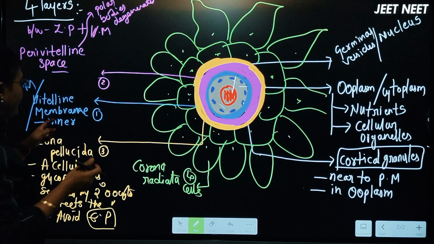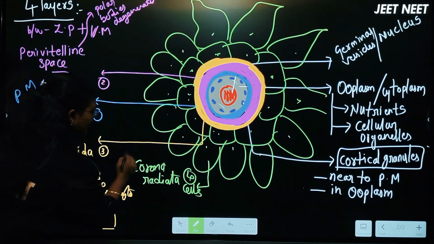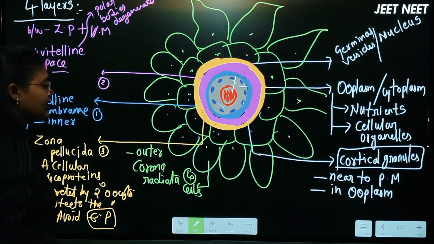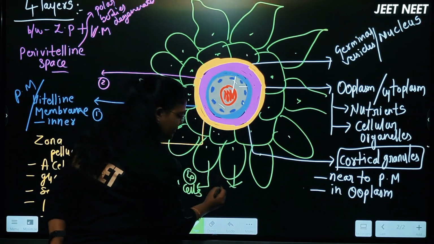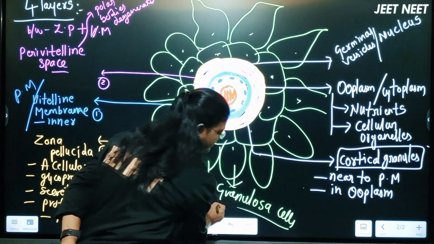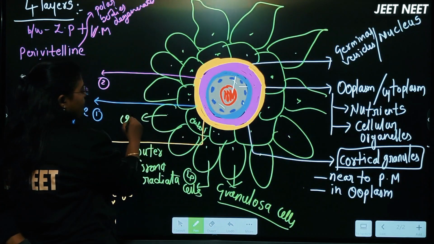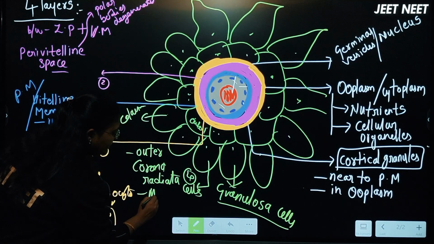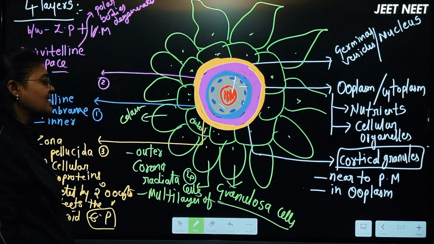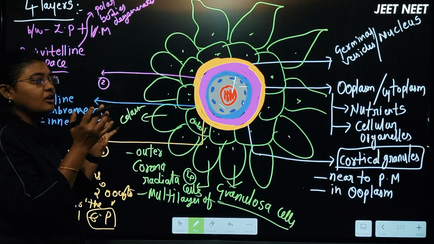This is the outer one, beta, this is the inner one, this is the second one, this is the third one, and the outer layer of the ovum we will call corona radiata cells. These corona radiata cells are nothing but granulosa cells. Some will be cuboidal, and some will be columnar, right. It contains a multi-layer of granulosa cells, some cuboidal and some columnar. This is the total structure of the ovum here, right.